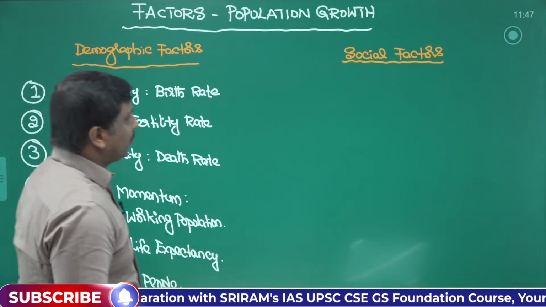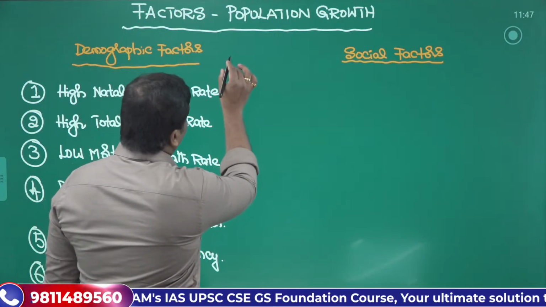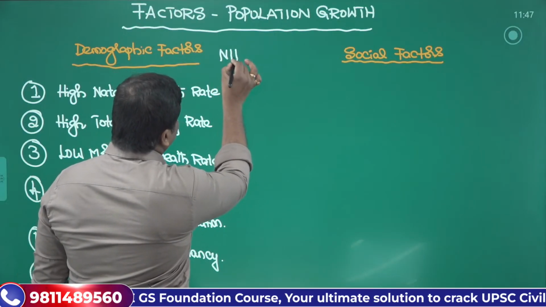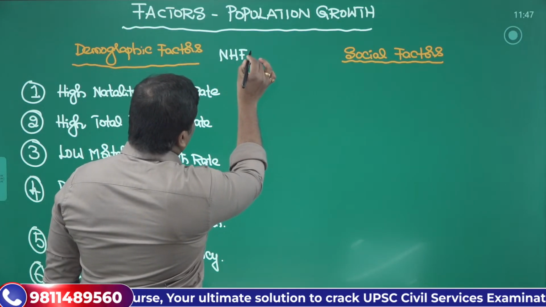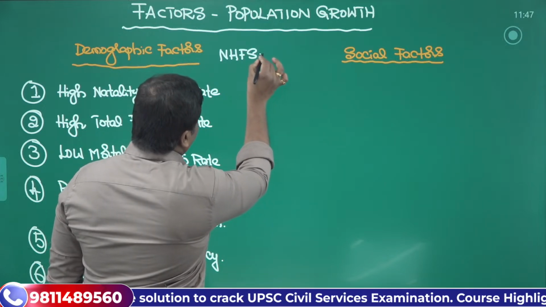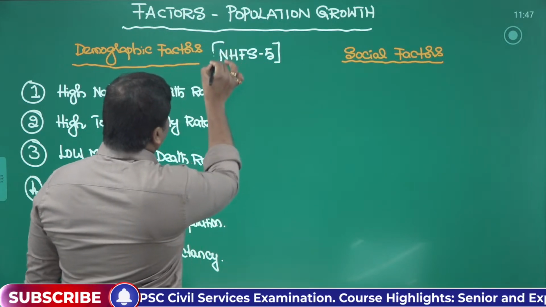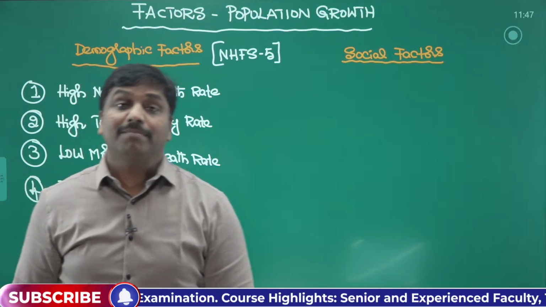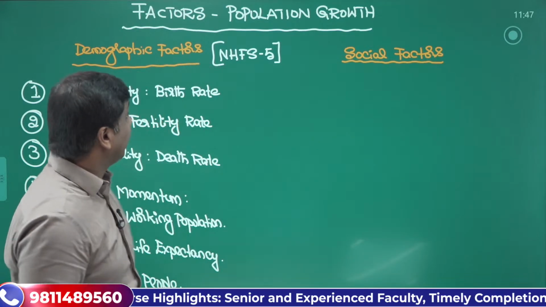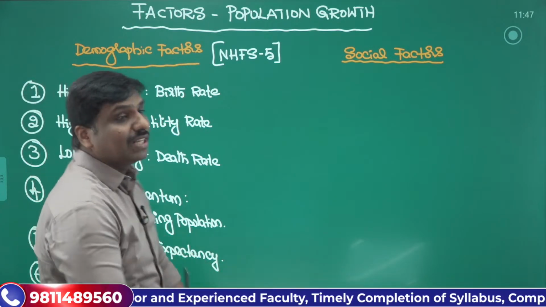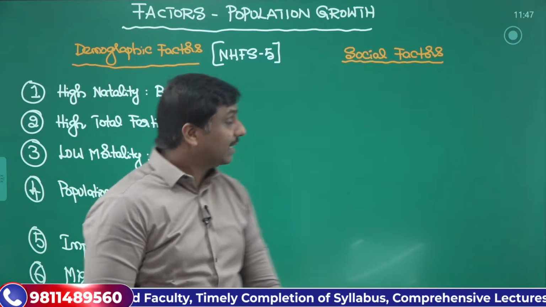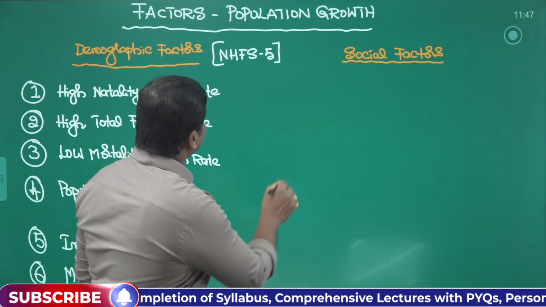So you have to just pick, for you, your duty is to just collect the data from NFHS-5, the National Family Health Survey. So NFHS-5 data. That is one important aspect.